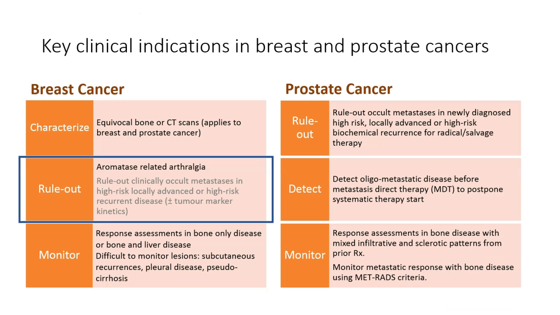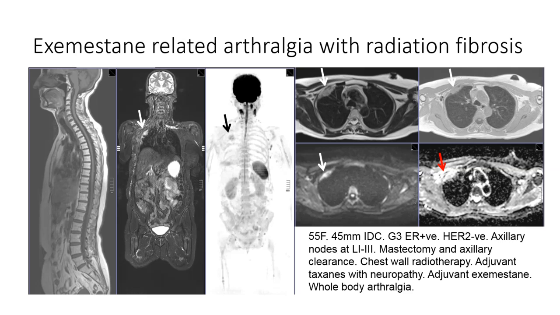Another use for whole body MRI is in women who develop arthralgias when they are on aromatase inhibitors. And here is a patient that I saw recently. You can see there's no evidence of metastatic disease, and this high signal corresponds to an area of radiation damage to the lung, and you can see the high signal on the ADC.